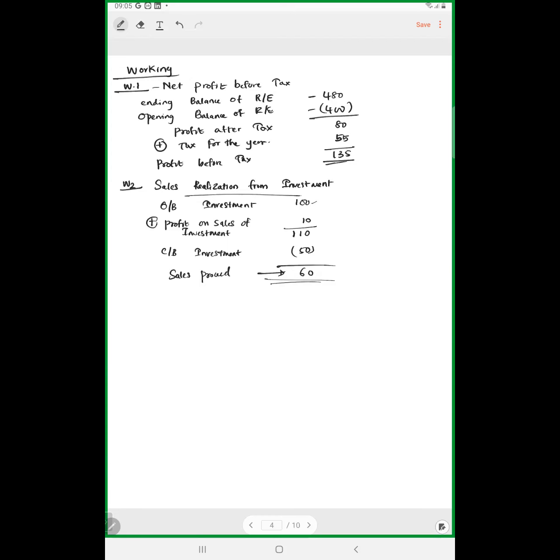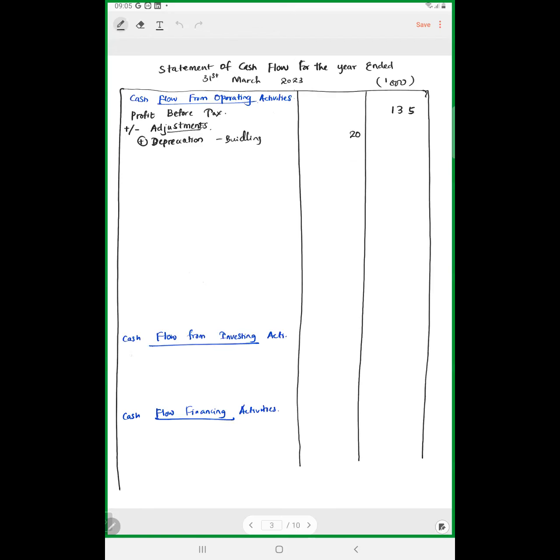Right. So then, yeah, we can record this 60. Where can we record this 60? Of course, that is investment activity, ne? Sales on investment. So we will receive the money. Therefore, we need to add 60 in the investing activity.